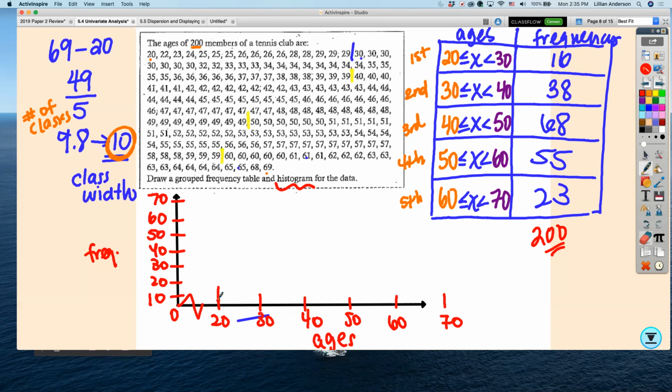And so then from 20 to 30, I have 16 members. From 30 to 40, I have 38. From 40 to 50, I have 68. Then I have 55. And then I got 23. And this will be my histogram. As you can see, the bars are touching at each of the points. Do realize that this should have been at 60. That's my mistake. Should have been at 50. Should have been at 40. At 30. At 70.